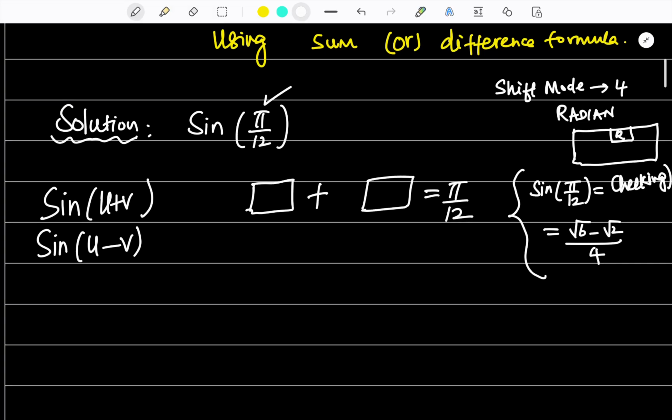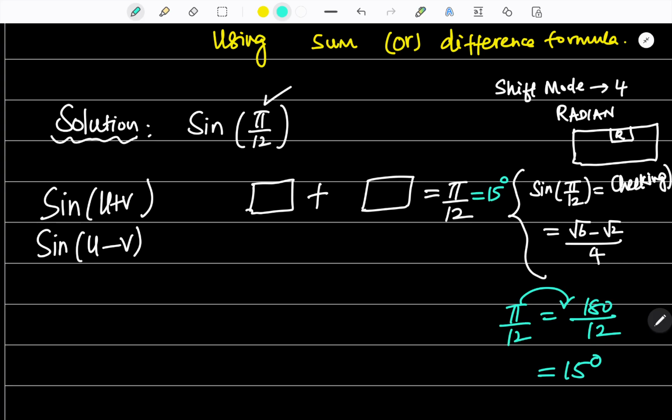So I'll give you one shortcut. You have pi over 12, right? Pi we know very well. What is that? 180 degree, right? Divided by 12. You just put in the calculator 180 divided by 12. If you put this one, you will get 15. So I will write this pi by 12, which is equal to 15 degree.